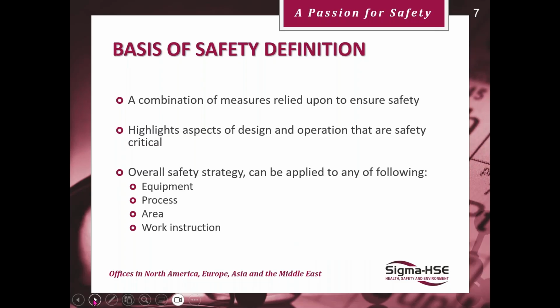You can look at the equipment, the process, areas where the equipment is located and the process is working, and work instructions that you hand out to people. So this would be in the form of SOPs, for instance, or it could be machinery supplied by the supplier.